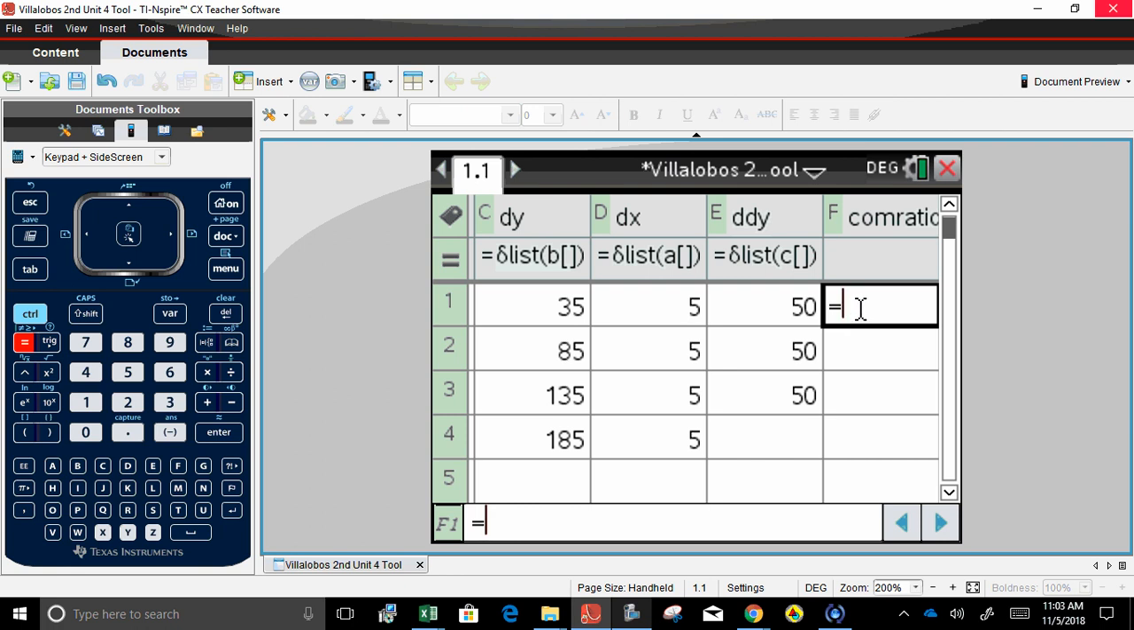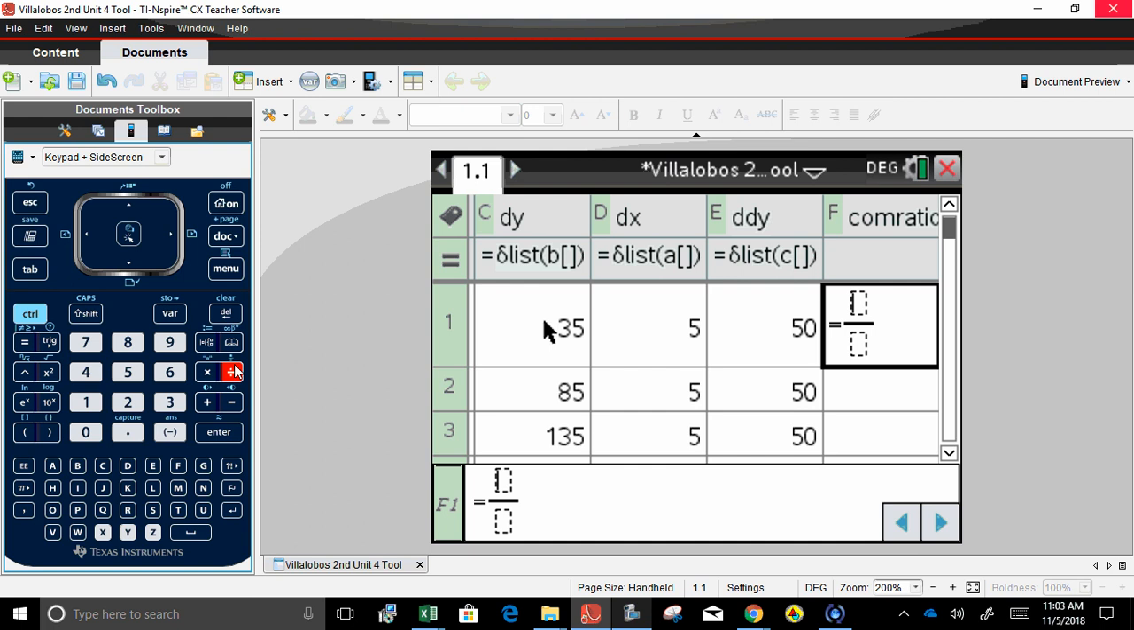Where do I want to get this from? The outputs. My outputs are in column B, so I want to get the ratio of the next term divided by the previous term. So B2 divided by B1, and I want to multiply this by 1.0, so it'll convert to a decimal.